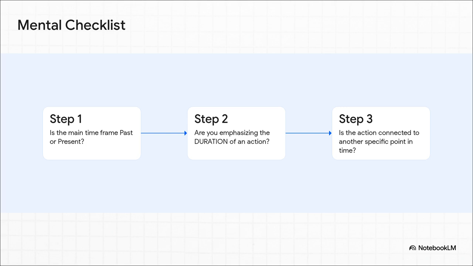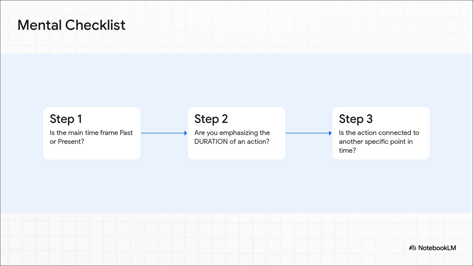First, am I talking about the past or the present? Boom, that immediately cuts your options in half. Second, is the length of the action the important part of my message? And third, how does this action connect to another event? This little process will guide you to the right tense every single time.